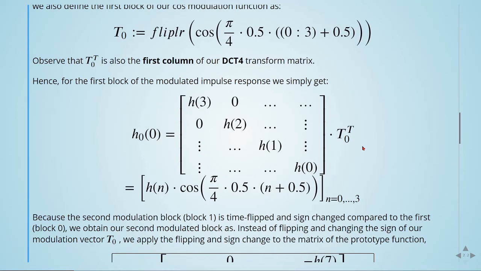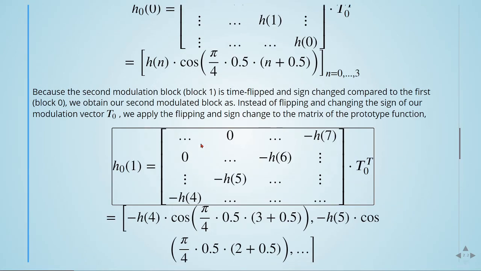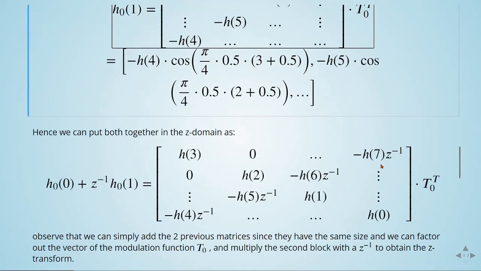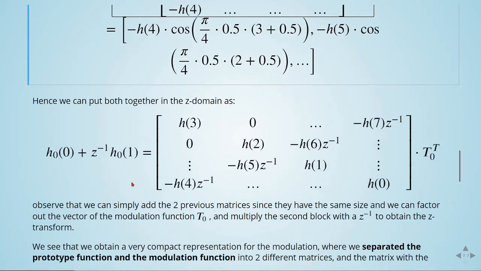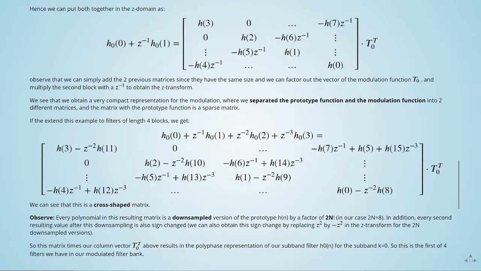So this is what we are doing here. We have this matrix, we're adding this matrix to this one, and this is the result. We also factor out the vector of the modulation T0, and we are multiplying the second block with z to the power of minus 1, and then we have our z transform. We see that we obtain a very compact representation for the modulation, where we separated the prototype function and the modulation function into two different matrices, and the matrix with the prototype function is a sparse matrix.